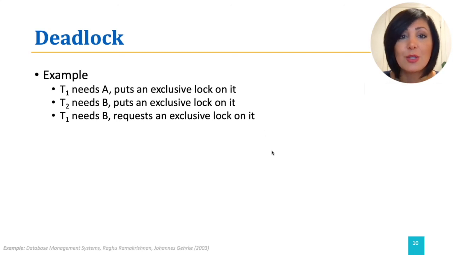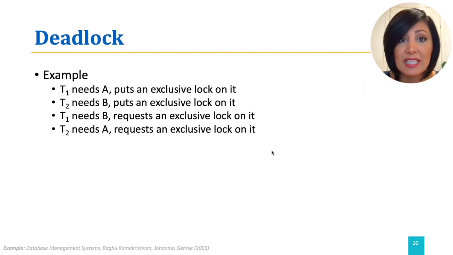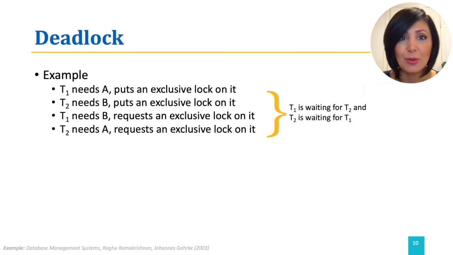Then T2 enters the part where it needs A, and it also puts a request for a lock on it that needs to wait on the queue. So now T1 is waiting for T2 to release the lock on B, and T2 is waiting for T1 to release the lock on A. And both of them need the locks before they can release the locks they have. This situation is called a deadlock.